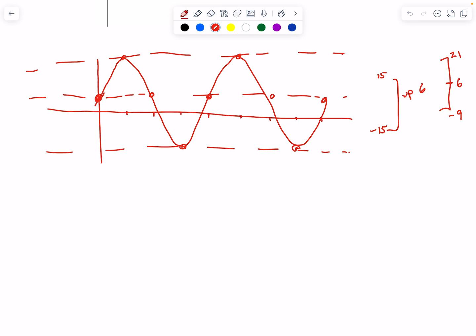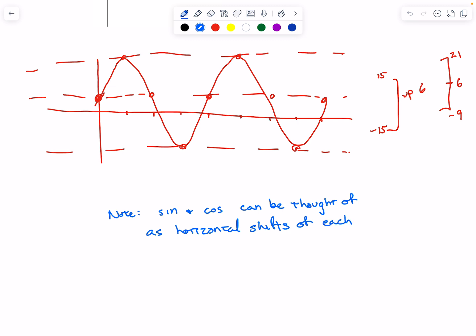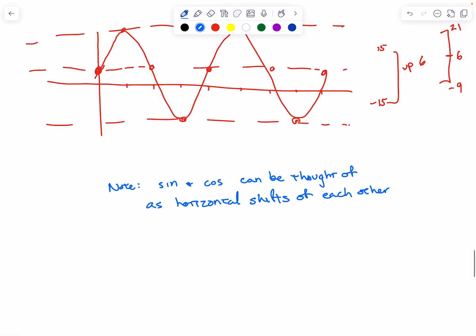Okay. Something to notice. So we've been looking at non-horizontally shifted things, but if we start allowing shifts, a lot of different weird things can happen.